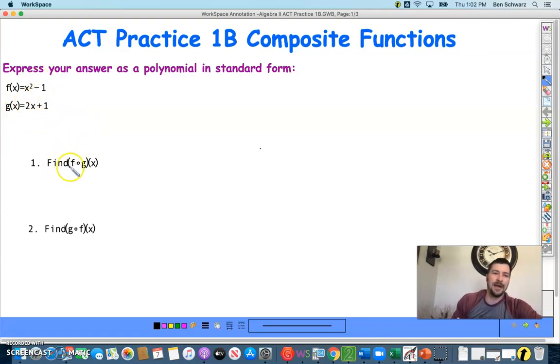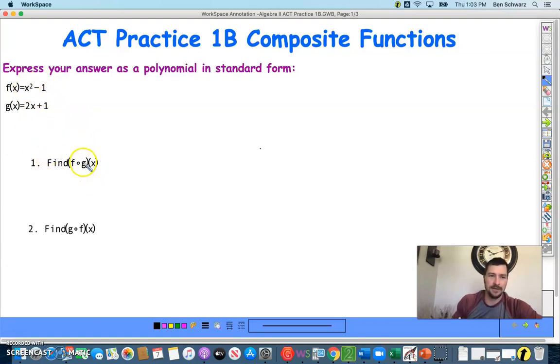So it says find, now this is read as f composite g. And when I was in algebra, I called it fog. Find fog of x, but what it really means is f composite g. So what it wants you to do is you kind of work backwards. You're going to start with g, this function, and it's telling you to plug g in for x into f. So again, kind of working backwards.